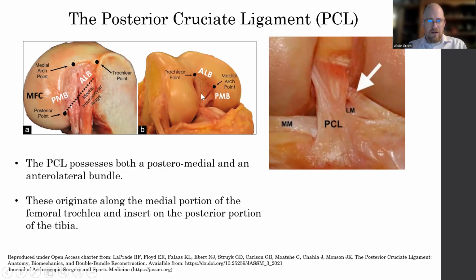And as you can see, here the PCL comes down. This is an anterior view. The anterolateral bundle and the posteromedial bundle come down together and insert on the posterior aspect of the tibia. Okay, here they go. So they're originating on the medial aspect of the intercondylar notch, coming down and attaching on the posterior aspect of the tibia. Okay.